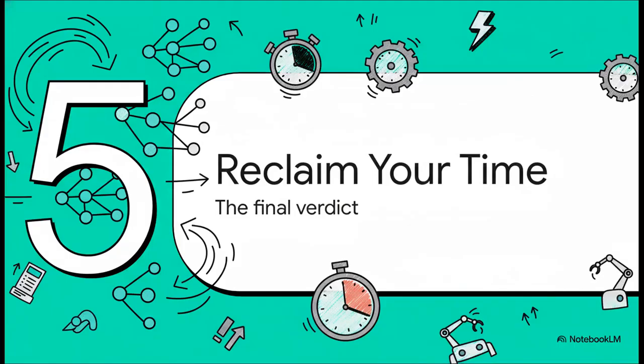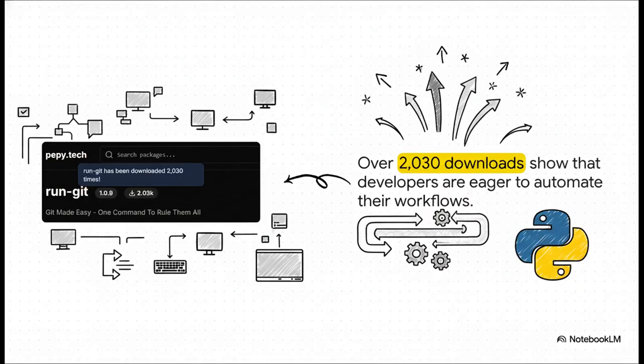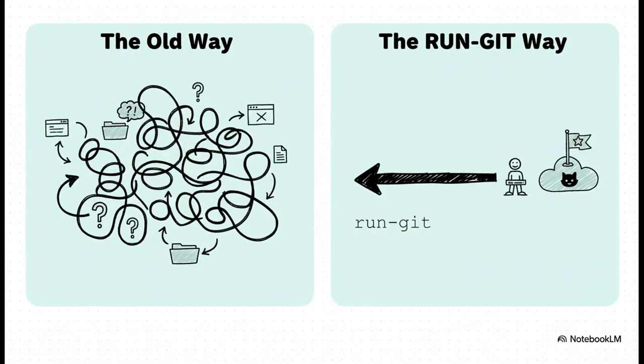So when you put this all together, what's the big picture? What does this actually mean for your day-to-day workflow? Well, it's clear this isn't some isolated problem. With over 2,000 downloads, it's pretty obvious that developers everywhere are tired of the manual grind. They're actively looking for better ways to automate and streamline their work. Ultimately, this is the transformation we're talking about. You go from the old way, that messy, frustrating six-step process bouncing between your terminal and browser, to the RunGit way, a single, elegant command.